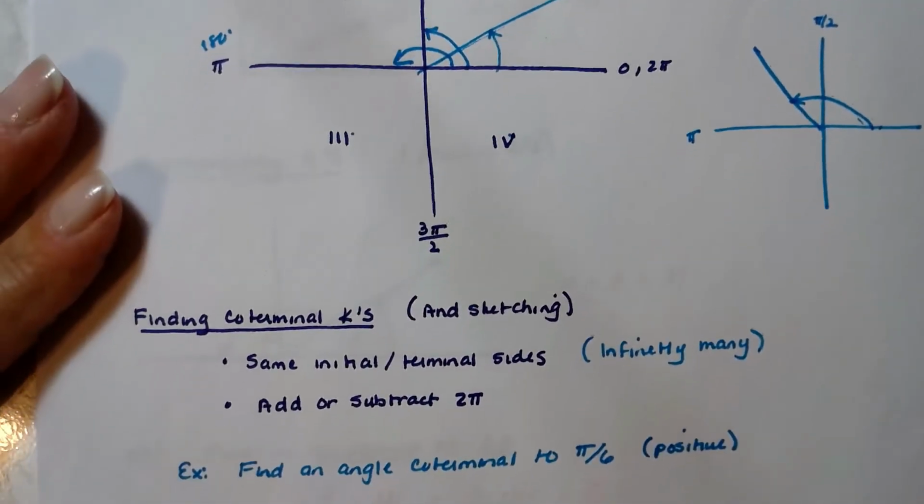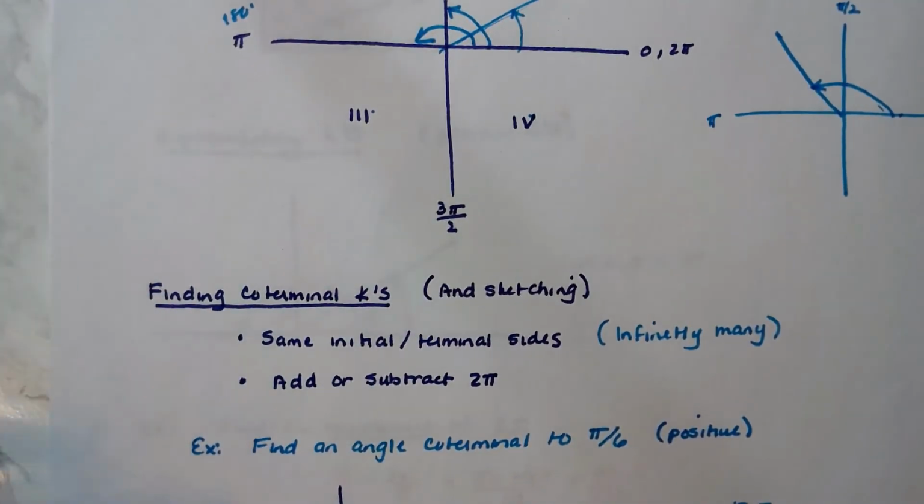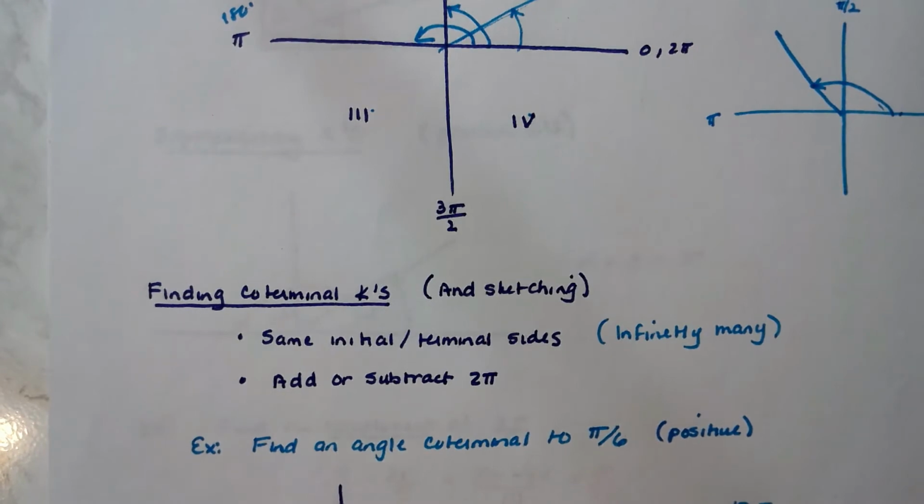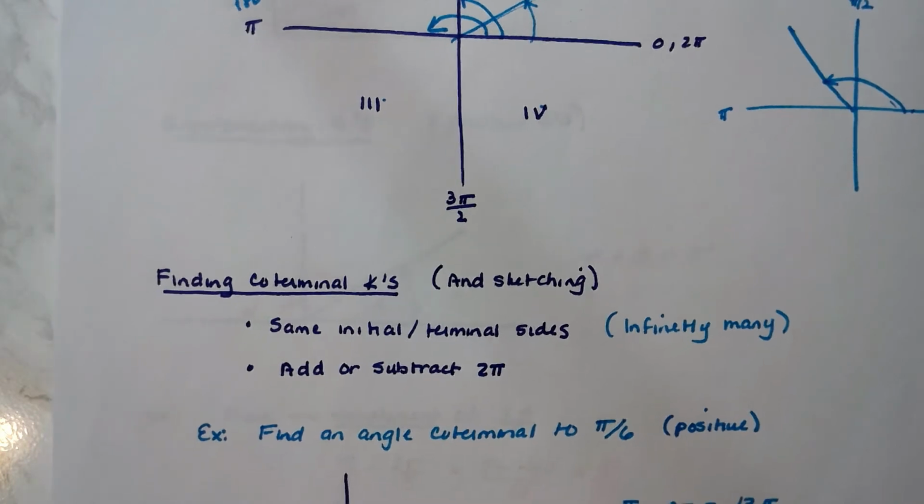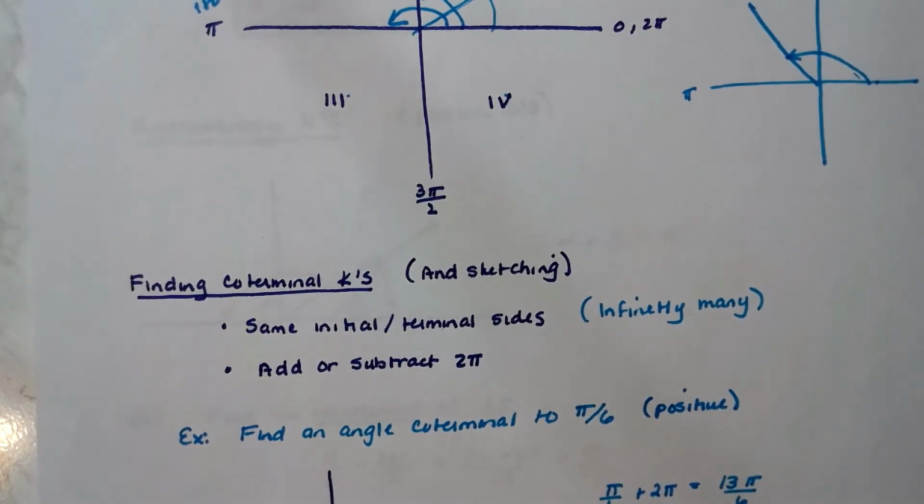Okay, and now I'm back to finding coterminal angles and sketching. So let me get the book again and find some examples that we can go over. Okay, let me get some paper.